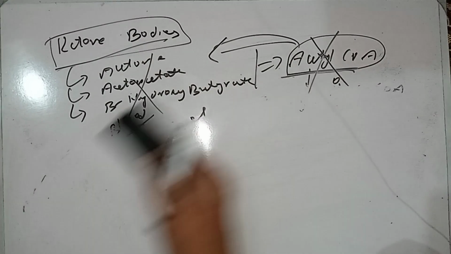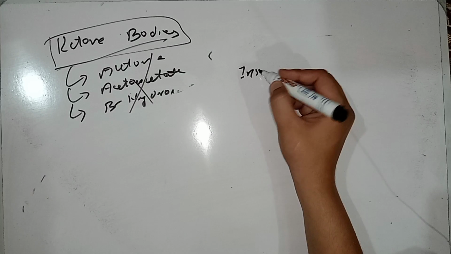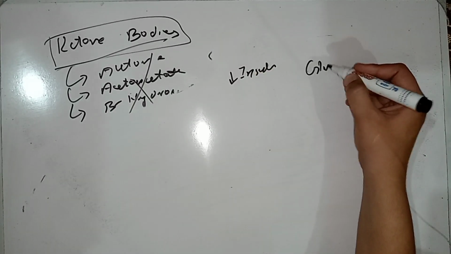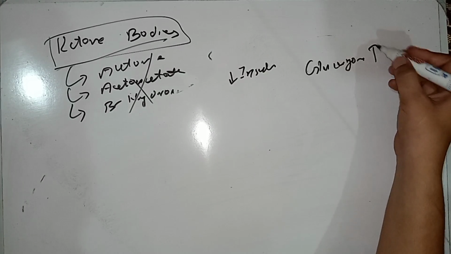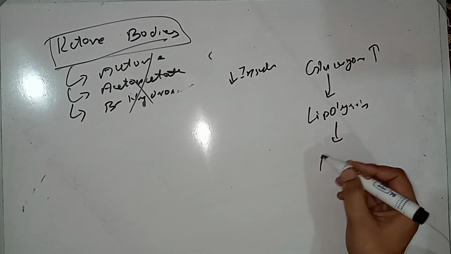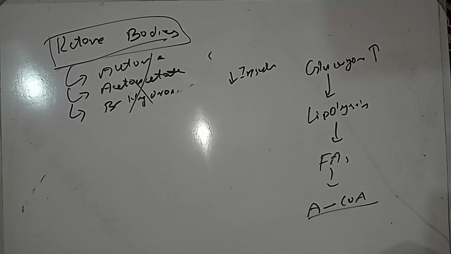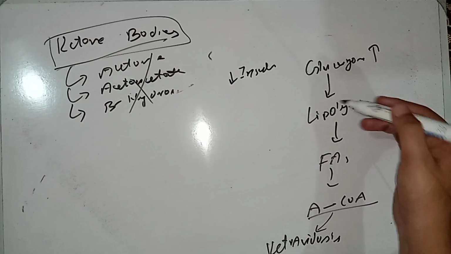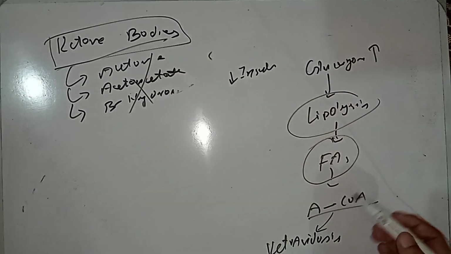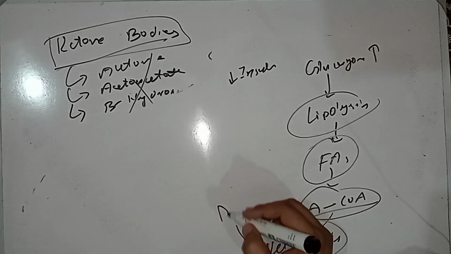So why does diabetes cause increased production of ketone bodies? In diabetes, insulin is low and glucagon is increased. Increased glucagon leads to lipolysis. This lipolysis yields fatty acids. These fatty acids are converted to acetyl CoA, and acetyl CoA is converted to ketone bodies. So it can lead to ketoacidosis. So in type 1 diabetes, due to decreased insulin and increased glucagon, lipolysis occurs, which yields fatty acids, and these are converted to acetyl CoA, leading to ketoacidosis or diabetic ketoacidosis, which is termed DKA.